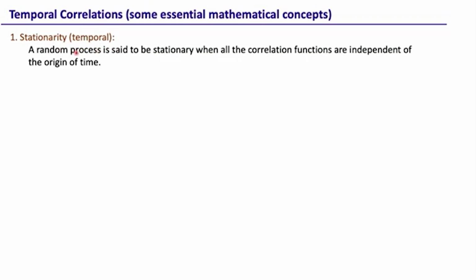So, what is this concept of stationarity? This says that a random process is said to be stationary when all the correlation functions are independent of the origin of time. What this means is, let's say this is the correlation function. Here I'm taking a very generic correlation function of order 2n. So, we have n starred quantities and n non-starred quantities. So, R1 T1, Rn Tn, Rn plus 1 Tn plus 1 and so on. Now, if the process is to be stationary, then all the correlation functions have to be independent of the origin of time.